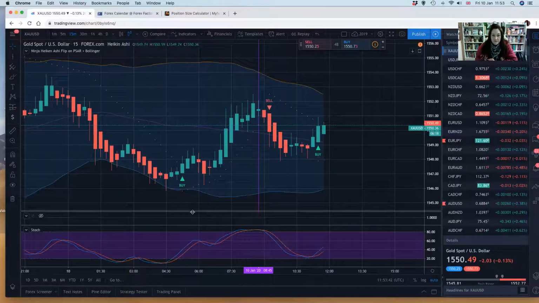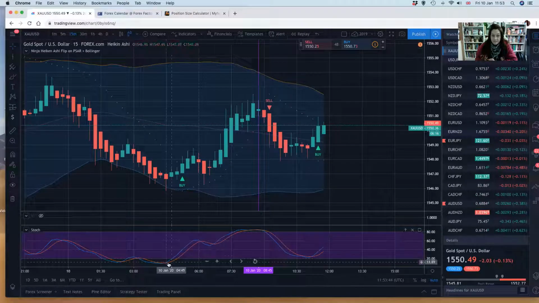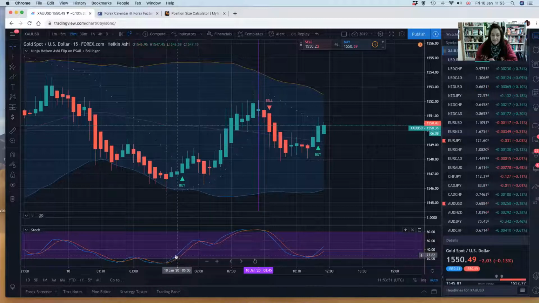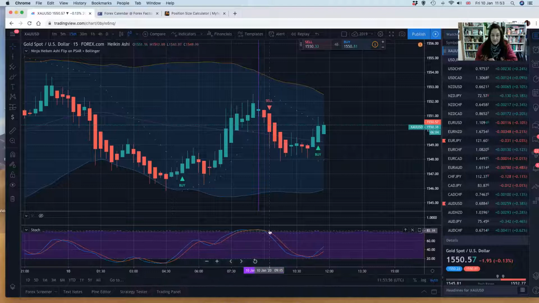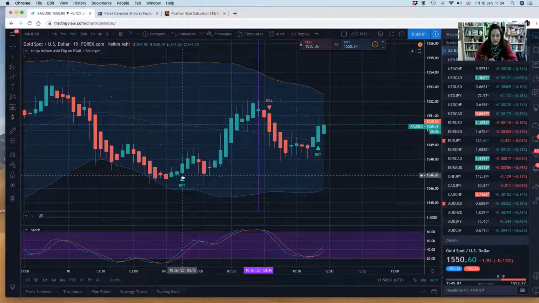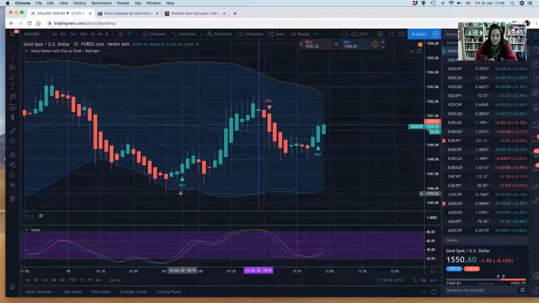Right, so let's look at this one here where the Ninjacator kicked in. Was the stochastic in the extreme? Yes, very much so. Did the blue line cross the red line? Yes. So that means the buyers are taking control of this stochastic, see? So if the red line crosses, the sellers are in control like this. Okay, so in the extreme, yes.